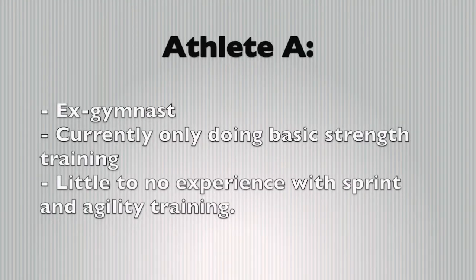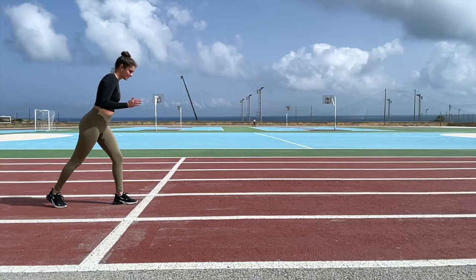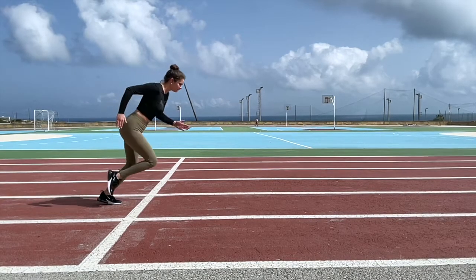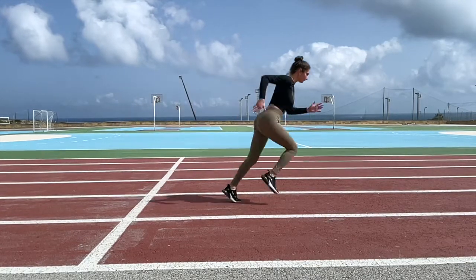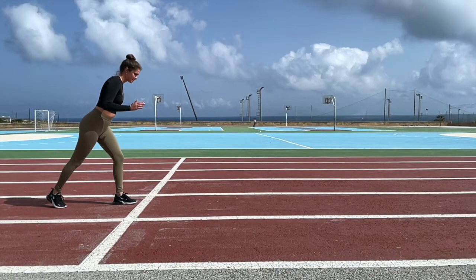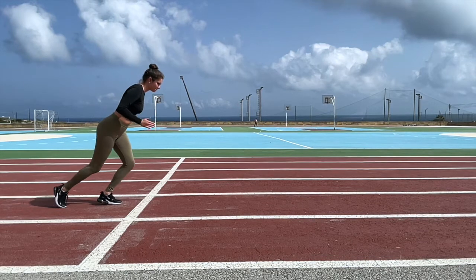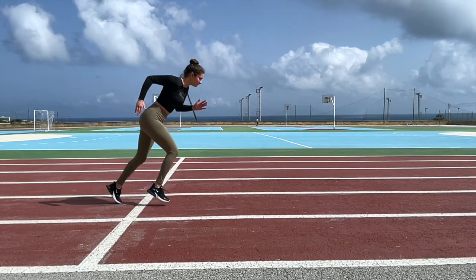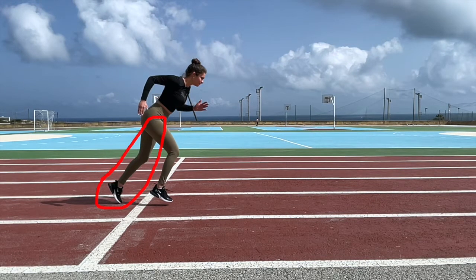Athlete A is an ex-gymnast and stopped training gymnastics 4 years ago. She currently only does some basic strength training at the gym and has little to no experience with sprint and agility training. We can see this athlete accelerate from a 2-point stance. The first clear thing we can observe is how she does not make use of the full triple extension, as is marked by the red area, and that her acceleration angle is very high.